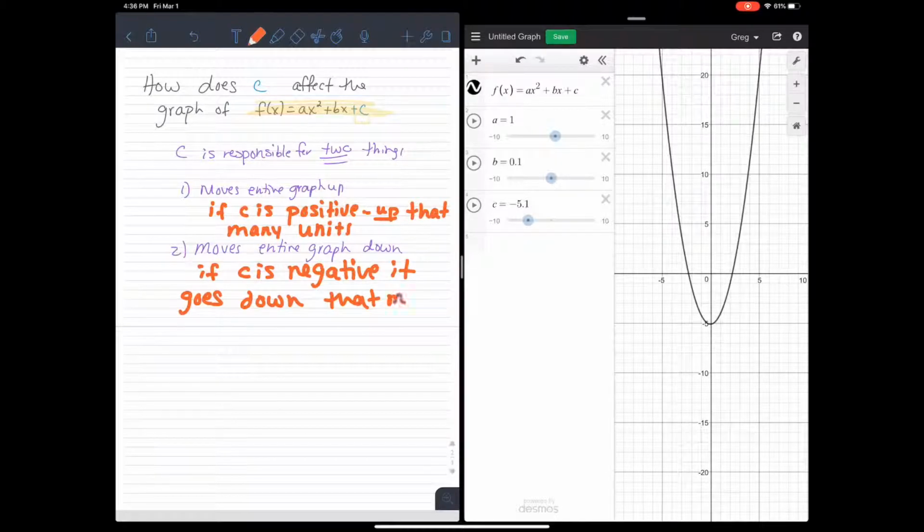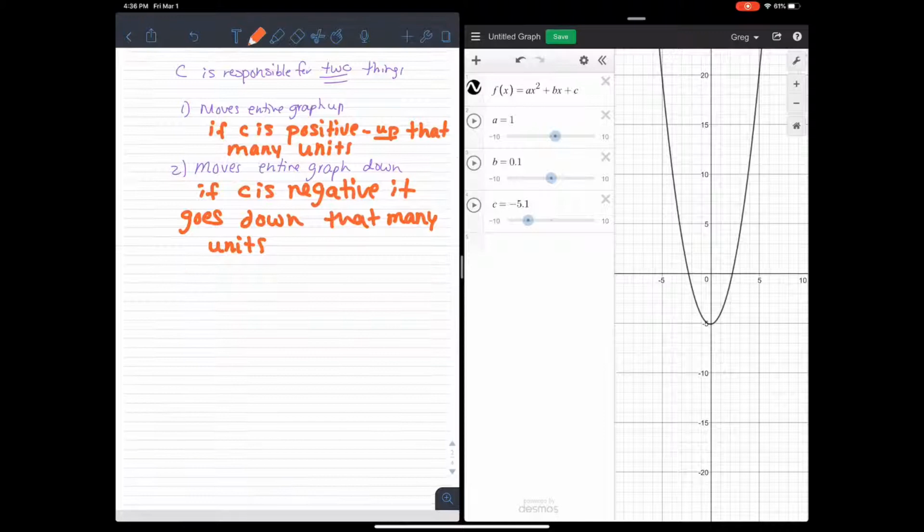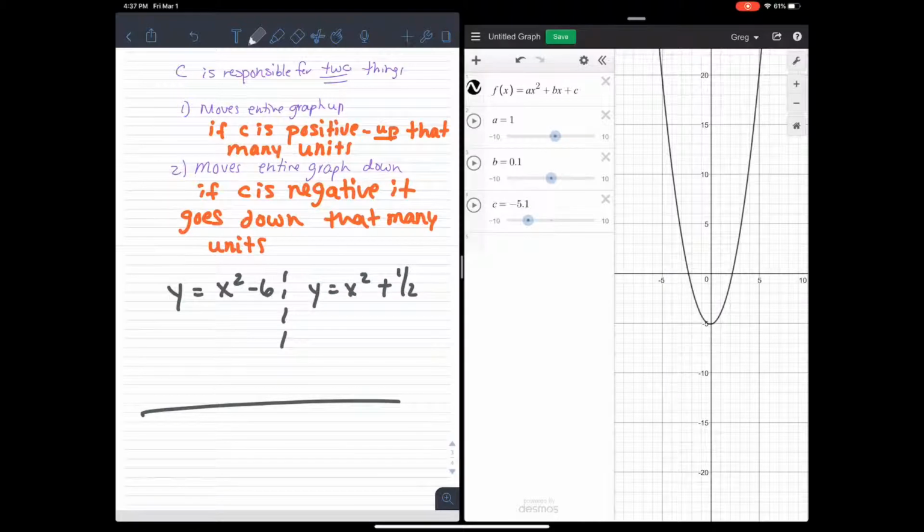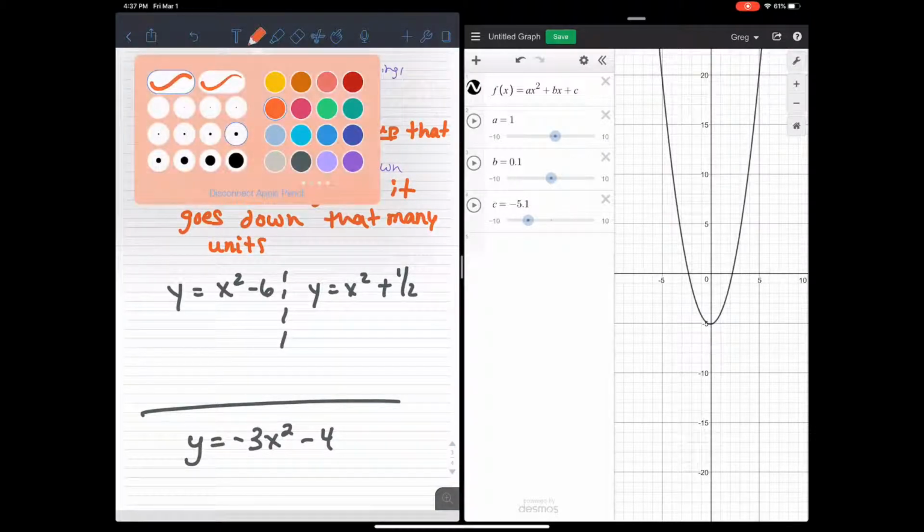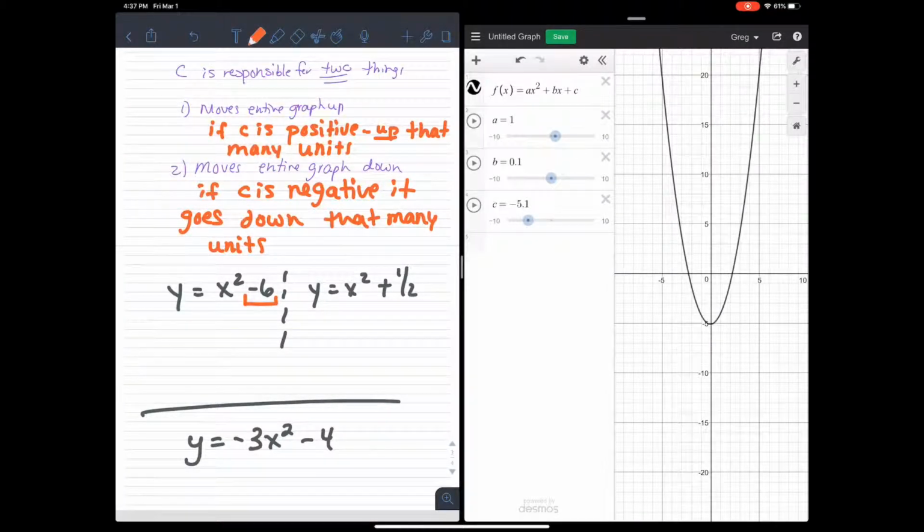We'll do two quick examples here. So for example, what if we were asking ourselves y equals x squared minus 6 versus something like y equals x squared plus 1/2, and then we'll do a bonus of y equals negative 3x squared minus 4. We approach the first one, and we notice that there's a letter at the end, so that's our c value. It's a negative 6, so this graph should go down 6 units. And we mean compared to the parent.